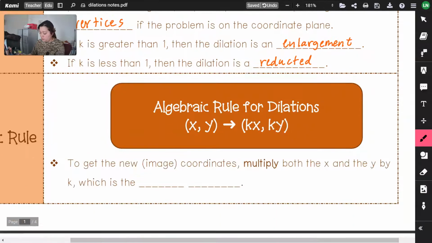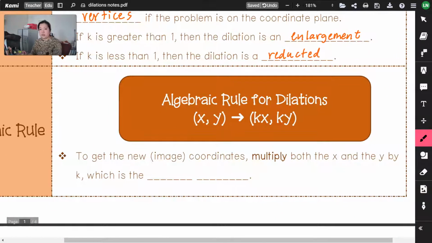Okay? So now we get to our algebraic rule. Easy peasy. With (x, y) as our original coordinate, it becomes (kx, ky), where k is the scale factor.